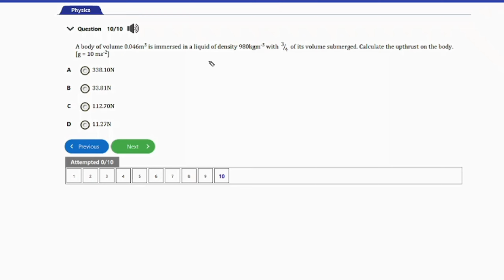0.0345. So guys, let's note that in order for us to calculate the upthrust here, the upthrust here is going to be the volume that is submerged times the density here, then times the acceleration due to gravity, and that will be 0.0345 times 980 kilogram per meter cube times 10 meter per second squared. So that's 338.10 Newton. So guys, option A is the answer to this question, and that's it.